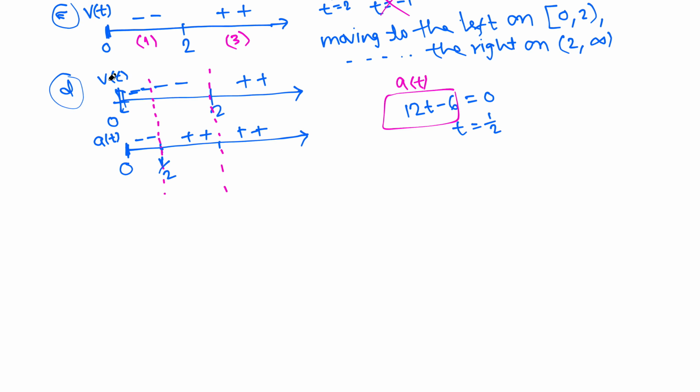If the signs of v and a are the same, plus plus or minus minus, the particle is speeding up. If the signs are different, plus minus or minus plus, then the particle is slowing down. So 0 to 1/2 is negative negative, so speeding up. The particle is speeding up on 0 to 1/2.